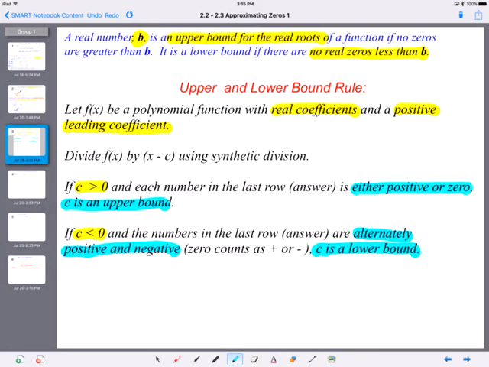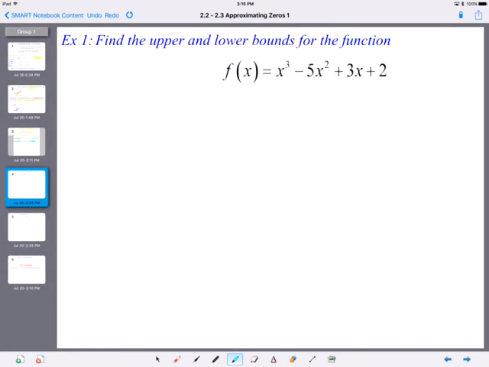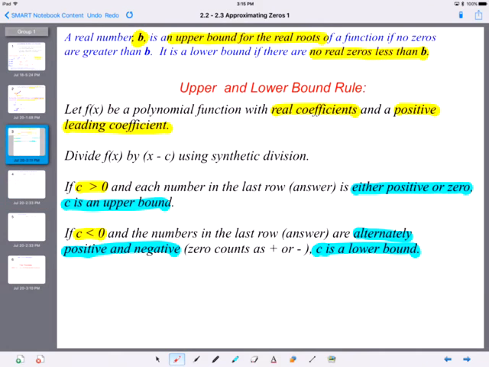Alright, so let's take a look at an example to get a better idea as to what we're trying to find here. Find the upper and lower bounds for the function. So let's take a look at this, and we're going to pick the upper bound first. We're going to pick a value that is greater than 0. So I would just start with 1, do synthetic division, make sure if there's any missing terms you plug that in, carry the 1 down, 1 times 1 is 1, and then I get -4, and I can stop, because if you go back to the last slide, for the upper bound we're looking for either positive or 0.